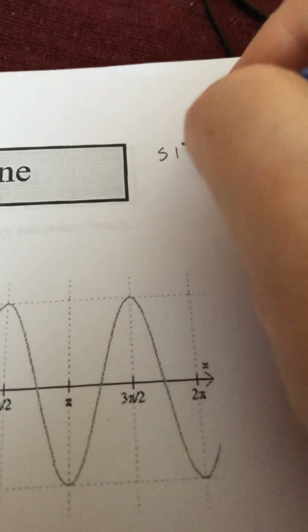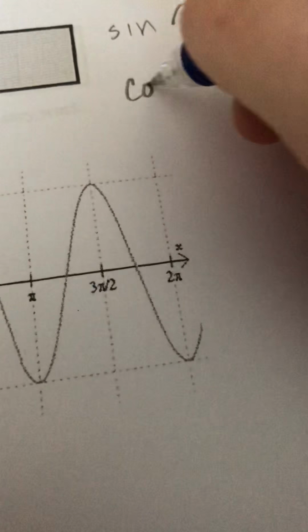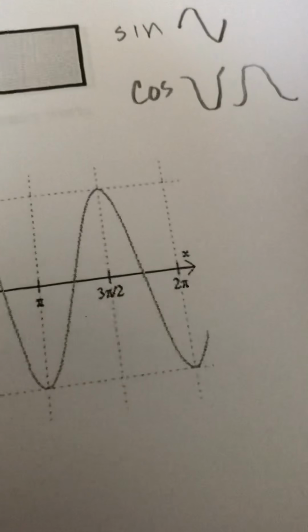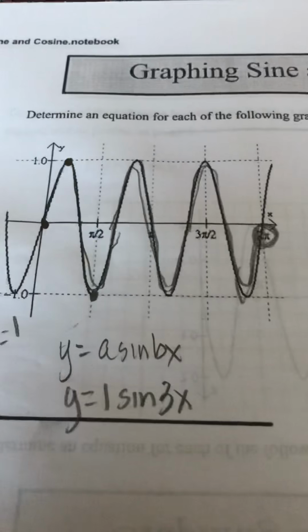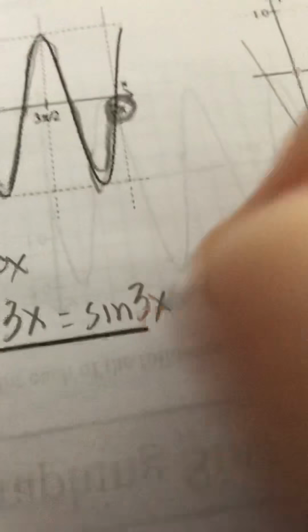And again, let's just remember, sine looks like an S, cosine looks like a U or an upside down U. Okay? And again, you don't really need the 1 in front. You could just write sine 3x.